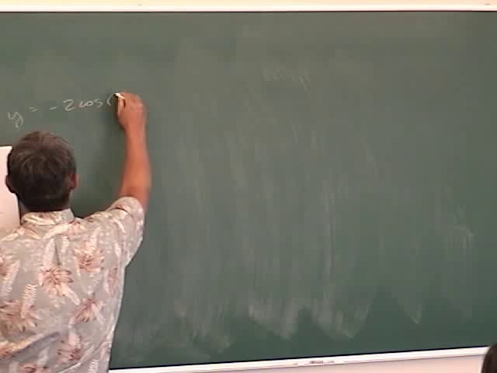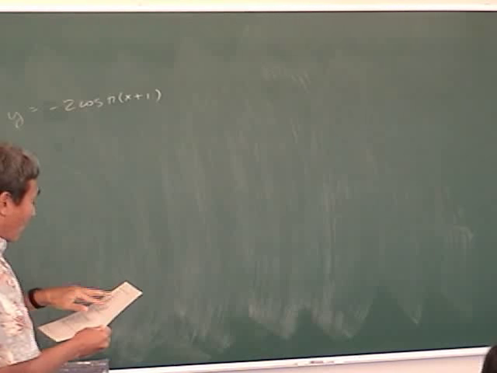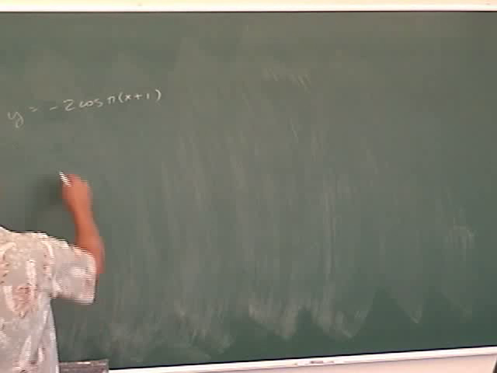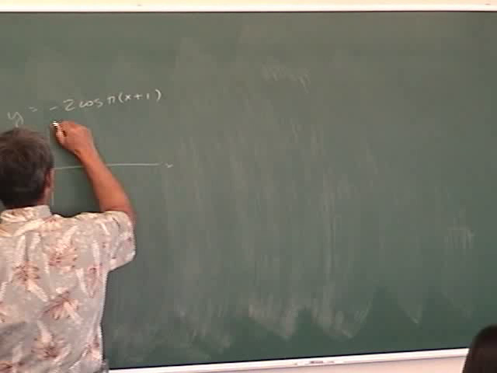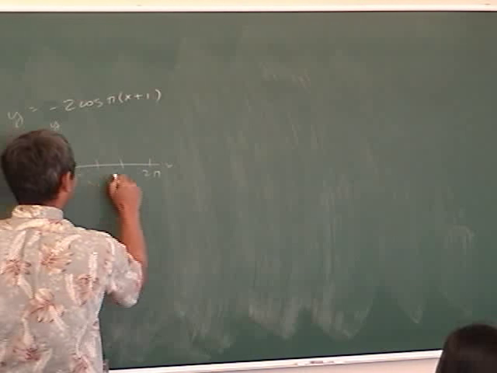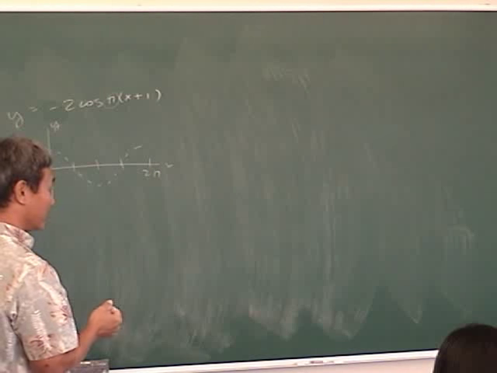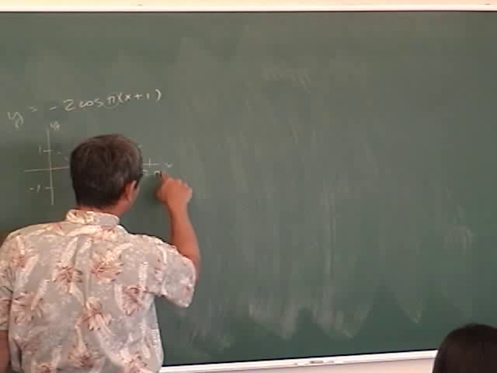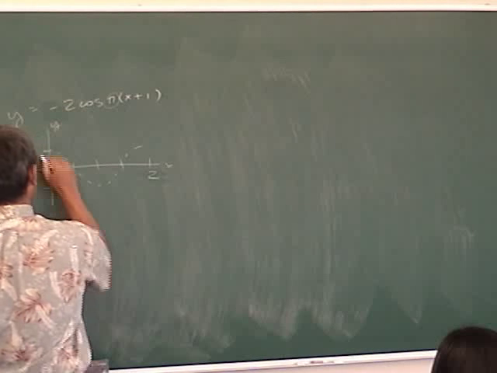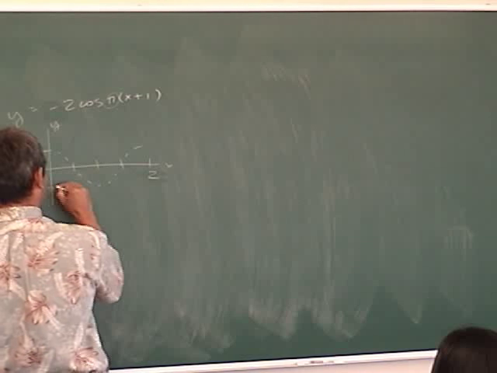Negative 2 cosine pi x plus 1. Remember, do all the stretching and shrinking first, right? Don't worry about the range yet. What you should do is graph one period and then copy and paste as needed. One period of cosine looks like this: 2 pi, 1, -1. What does this do to the graph? It multiplies the x coordinates by 1 over pi. So if I multiply this by 1 over pi, this becomes 2. What does this do? It multiplies the y coordinates by 2. And then you got to reflect it over the x-axis. So now you got this.